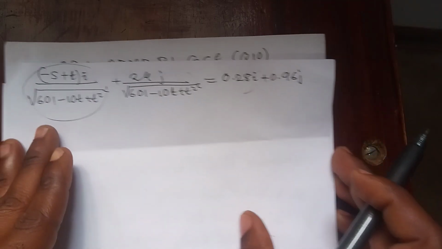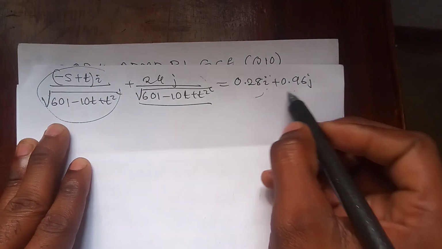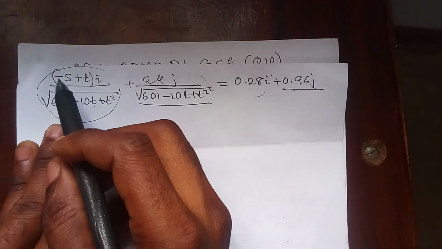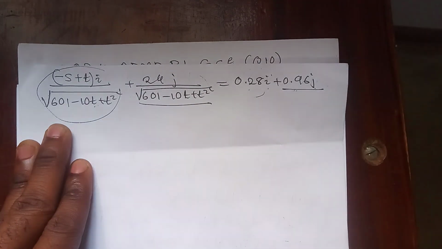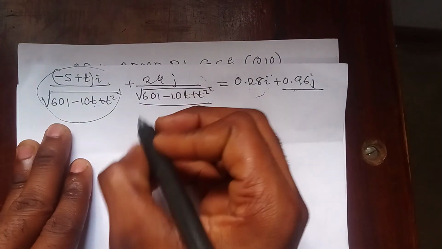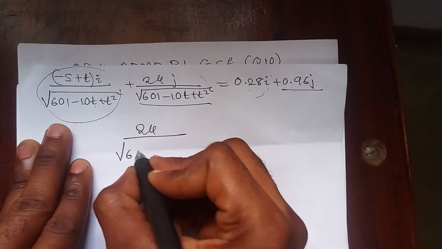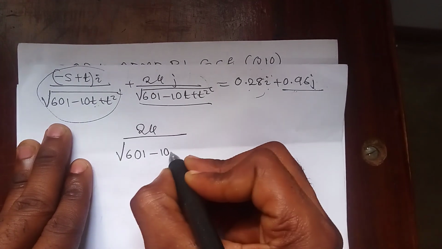So since we have an option, I'll go with this and this. If you want, you can go with the other pair, but because of that, you may be required to do a bit more work. So I'll go with 24 over the square root of 601 minus 10t plus t squared.